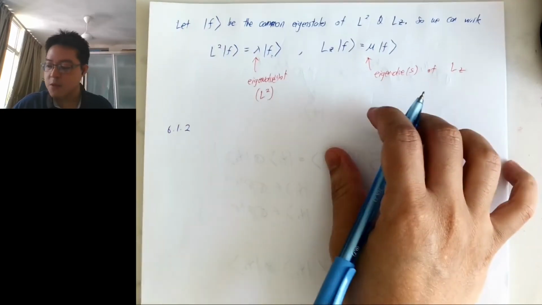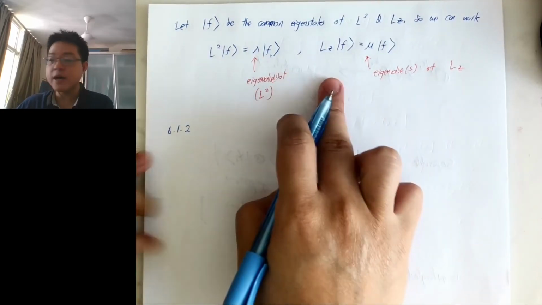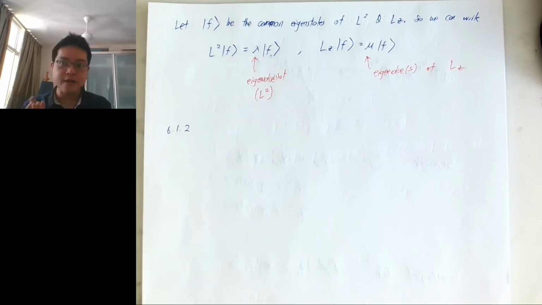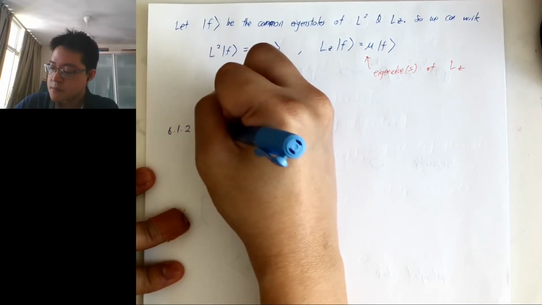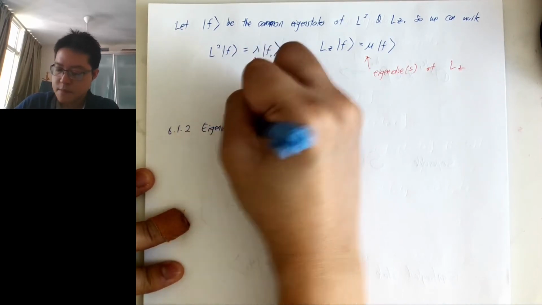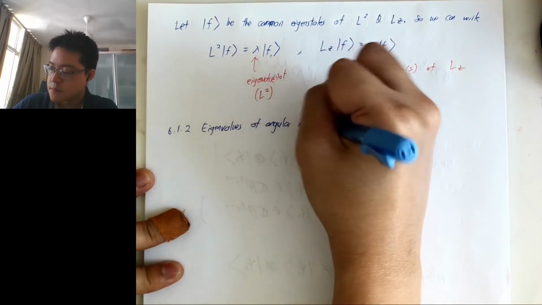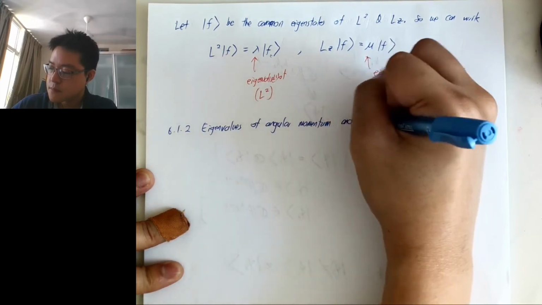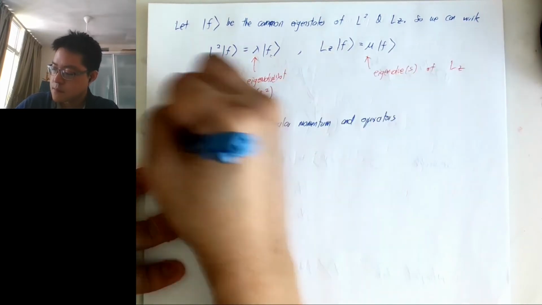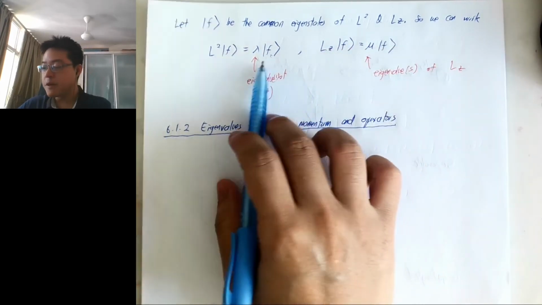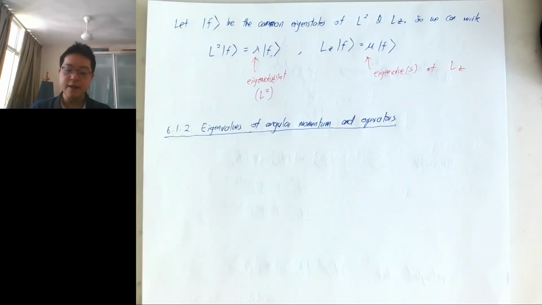So what we're going to do is try to solve this equation. And we are going to use the same trick that we did for the harmonic oscillator. We are going to use the ladder operator technique. Okay, so we want to find both. Let's start with finding the eigenstate.